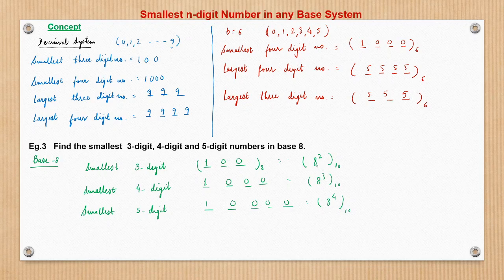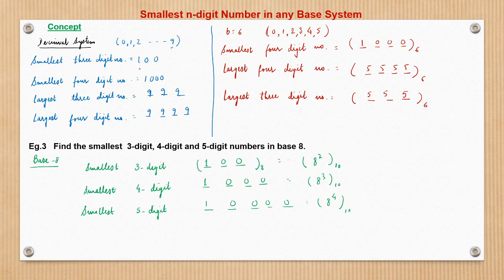So a very direct analogy we can see. If anyone asks what is the smallest n-digit number in any base, we can take a very direct similarity from base 10. When someone asks what is the smallest three-digit number in base 10, we directly say 10 square, right? Similarly, the smallest three-digit number in base 8 will be 8 square when expressed in decimal system. Smallest five-digit number in base 8 will be 8 raised to power 4, right? Smallest six-digit number in base 8 will be 8 raised to power 5.